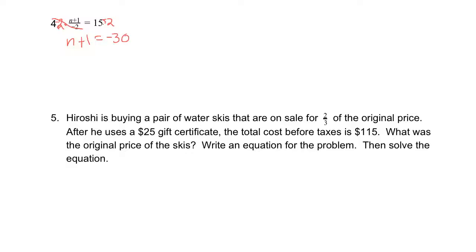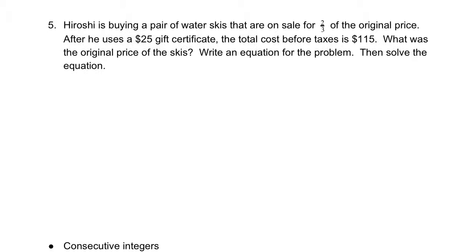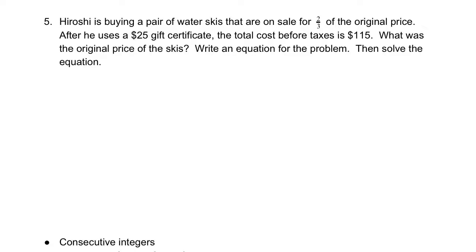Last but not least, we've got n on the left plus 1. We want n alone. So we're going to do the opposite of plus 1, which is -1 from each side of the equation. N comes down, plus 1 minus 1 cancels, equals -31. All right, I hope you're doing so good so far. Let's keep on and do some word problems.